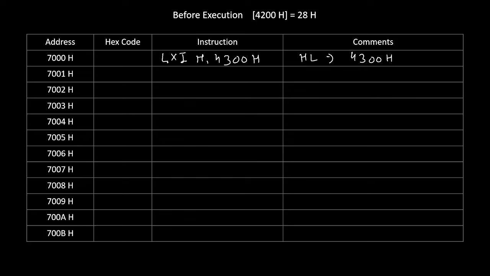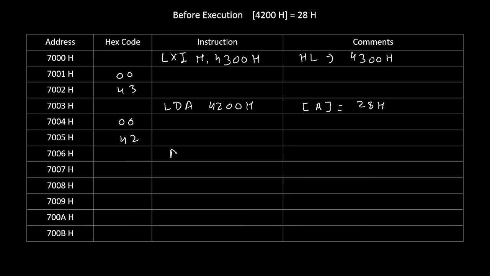It is a 3-byte instruction. So the code of LXI H will come at 7000, and at 7001 we will write 00, and at 7002 we will write 43. Then the next instruction: we will take data from 4200H by writing the instruction LDA 4200H. LDA stands for load accumulator, load the accumulator from address 4200. Whichever value is at 4200, currently 28, will get loaded inside the accumulator, and the accumulator will become 28H. Again it is a 3-byte instruction, so the code of LDA will come at 7003, and this 4200 address we write as 00 and 42.